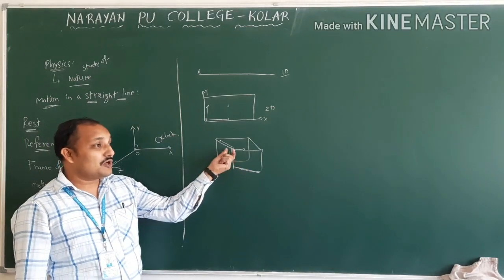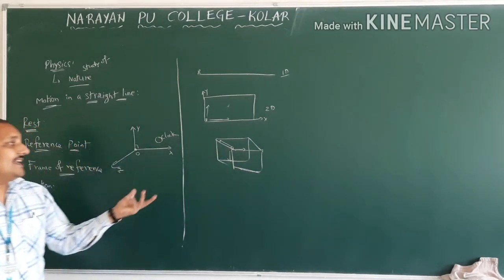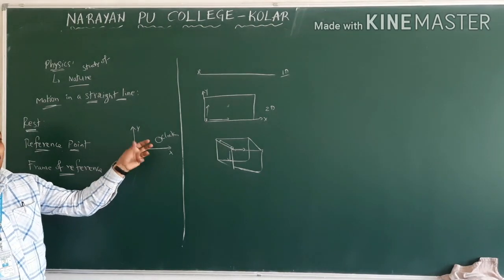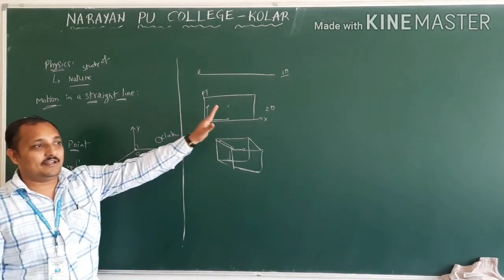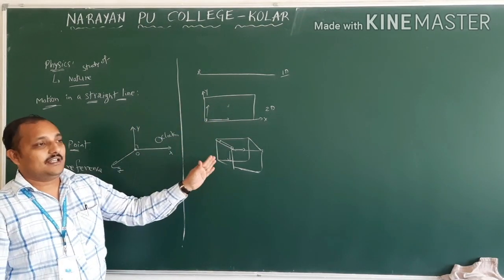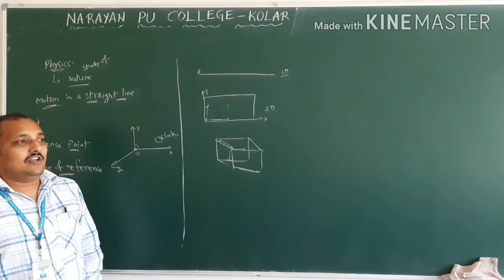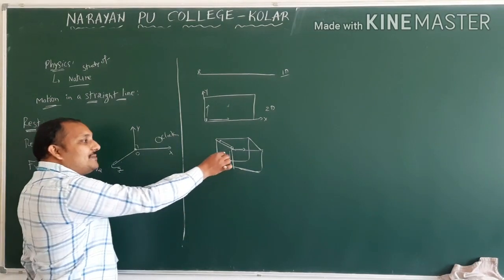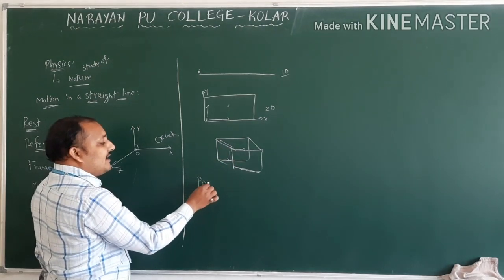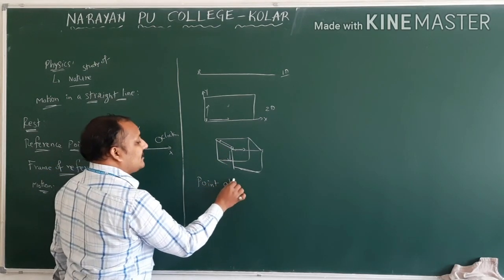Depending on the motion of the object, we decide the reference frame. How we have to take it? That may be a single line, it may be two lines, or it may be three-dimensional with three lines. Another thing: here the object we take, we will always say point object.